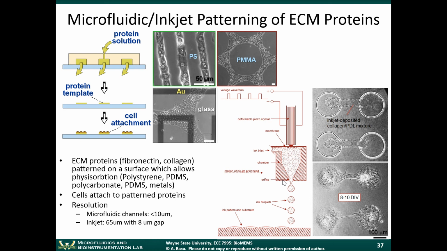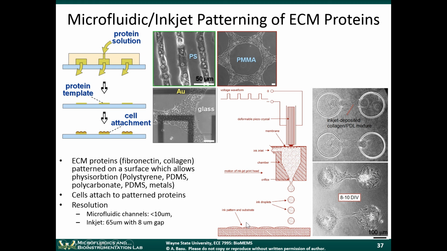What this slide is talking about is the way that you can pattern ECM proteins instead. Pattern the adhesive protein and let the cells attach to them on their own. These were a few examples of that. This was a microfluidic patterning where you're flowing the ECM protein solution and letting that attach to the substrate, and the cells will eventually attach to that. And you can also use inkjet patterning to deposit these protein layers, and the cells will then attach to that.